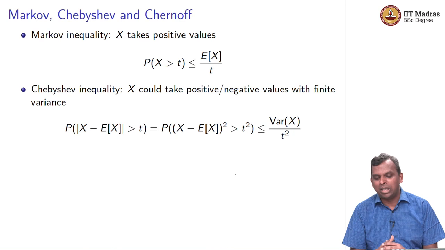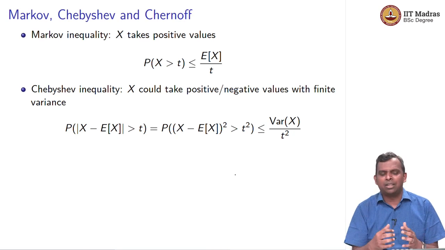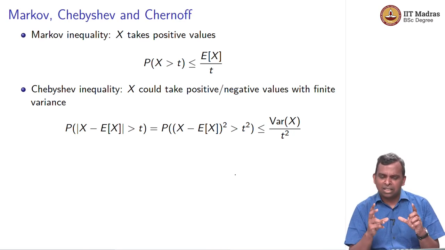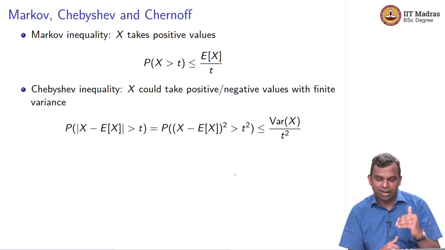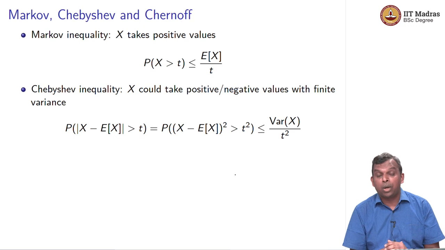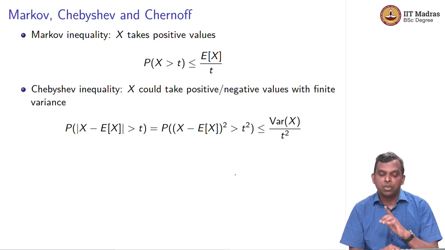We've already seen Markov and Chebyshev. It's actually the same thing, right? So the same Markov you use with some small modification to get the Chebyshev inequality, right? So I'm trying to just drive home that point here. Markov inequality applies for a random variable that takes positive values, and it gives you that bound, right?